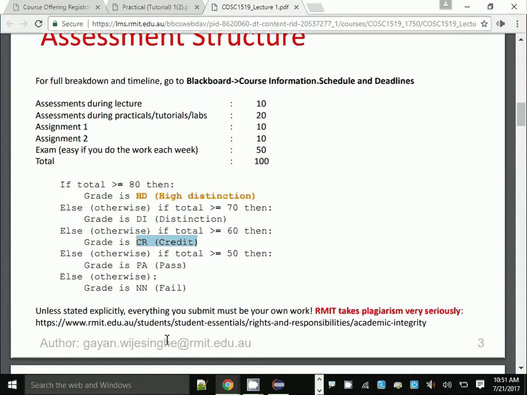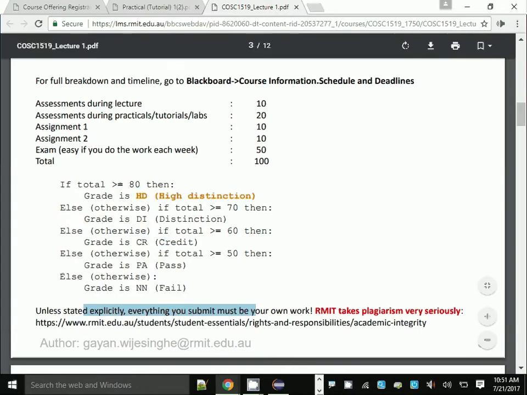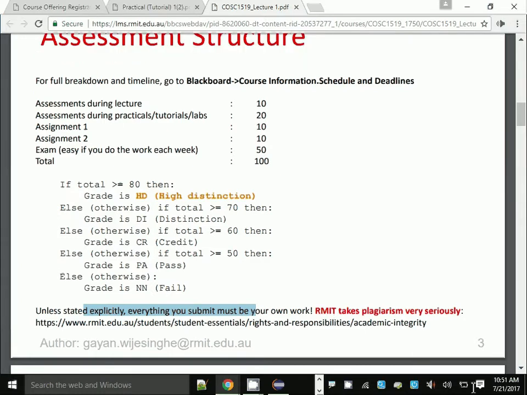All right. So unless stated explicitly, everything you submit must be your own work. All right. So that goes without saying. And RMIT takes plagiarism very seriously. Now, any one of these days, we are going to have the person who's leading the plagiarism detection campaign, Byron, I think. Anyway, so they have actually appointed a whole team of people to look into people's submissions. All right, and yeah, if you ever get caught, it's very serious. All right, they are not fooling around.